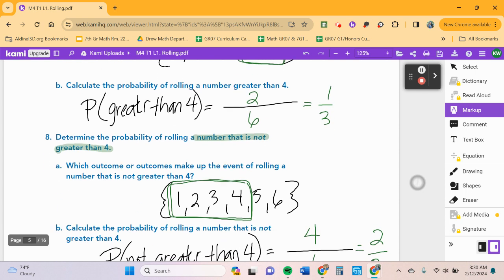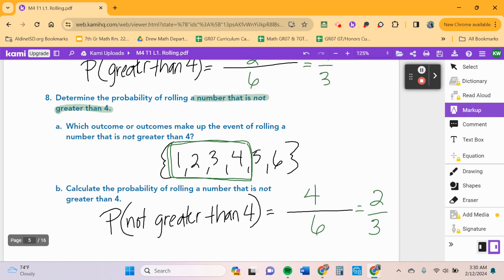And then lastly, the opposite of that is determining the probability of a number that is not greater than 4. And here, if you circled only 1, 2, and 3, ask yourself, is 4 greater than 4? No. Is it less than 4? No, right? It's equal to. But in this case here, it's only asking about the numbers that are not greater than 4, which does include 4. So the probability of getting a number not greater than 4 is 4 out of 6, and that simplifies to be 2 out of 3.